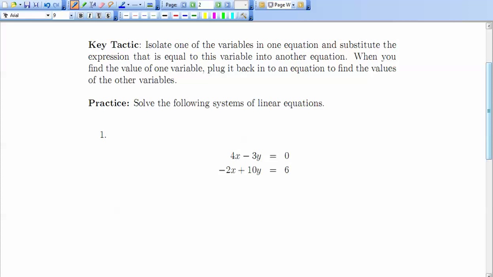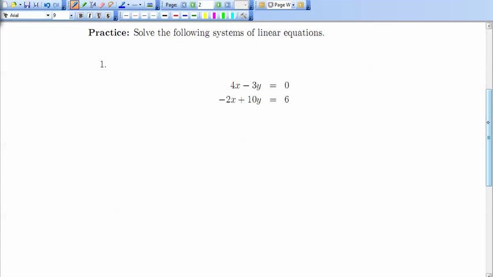Isolate that variable in the equation of your choice, and then substitute in the expression on the other side of your isolated variable into the equation you haven't used yet. And you can use that to find one of your variable values. From there, you can plug in that variable value into your equation 3. Hopefully you set that up, and you'll be able to find the value of the other variable if we have just two variables here. So, let's take a look at this system of equations here.